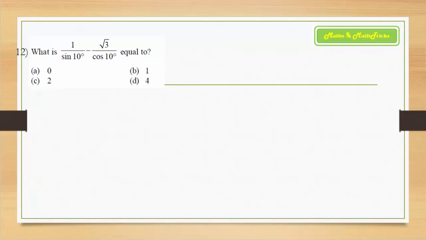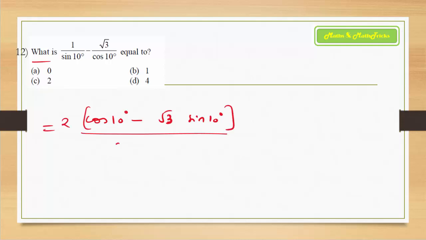Coming on to the next question now. What is the value of this particular expression? Here you can see that we have certain unknown angles, sine 10 degrees and cos 10 in the denominators. You can get them in the numerator by cross multiplying. So it is cos 10 degrees minus root 3 sine 10 degrees, all divided by sine 10 into cos 10. When you multiply numerator and denominator by 2, 2 sine 10 cos 10 will become sine of 20 degrees, by the sine 2A formula.